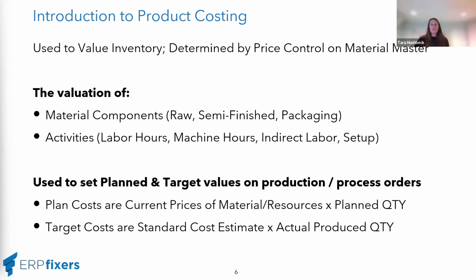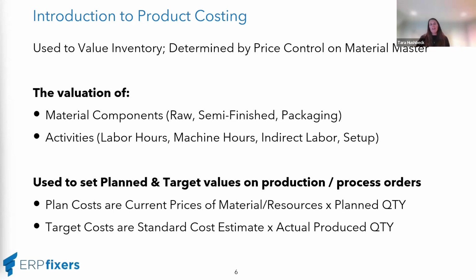Like we said, it's used to value inventory. There are two major ways to evaluate your product cost. We're going to focus mostly on standard today, but you can also use moving average. The price control is what determines whether you're using standard or moving average, and it is housed in the material master. We're going to focus mostly on standard costing today, but there is that option to value your inventory at moving average.